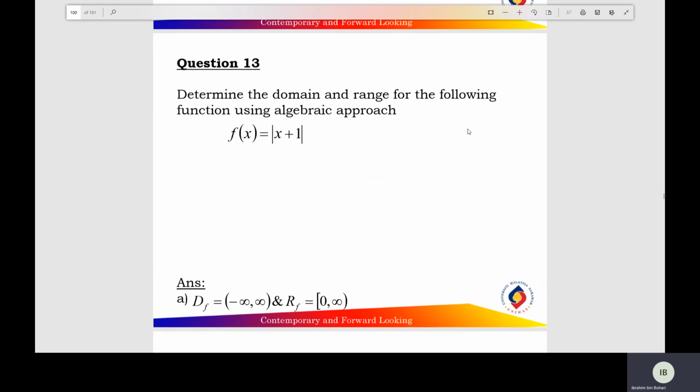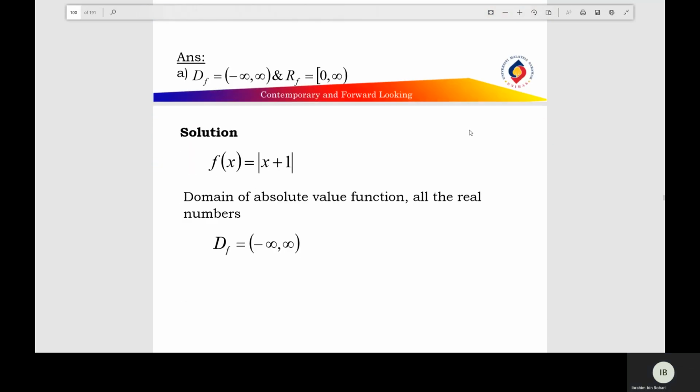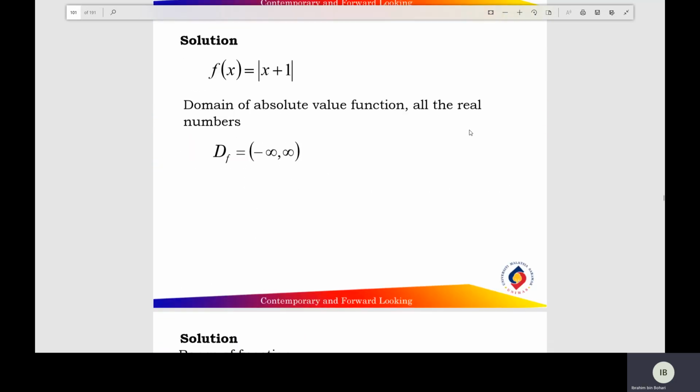Okay, question 13. Find the domain and range of the following function using the algebraic approach. f(x) equals modulus of x plus 1. First, you find the domain of the absolute value function. So the domain of the absolute value function is all the real numbers, and Df equals negative to positive infinity. Okay, settle. Domain of the absolute value function.